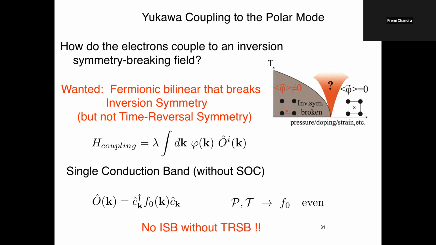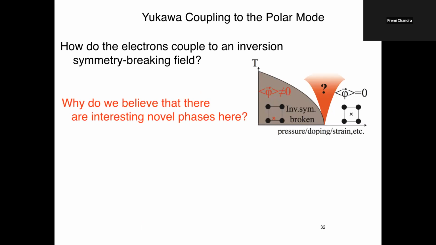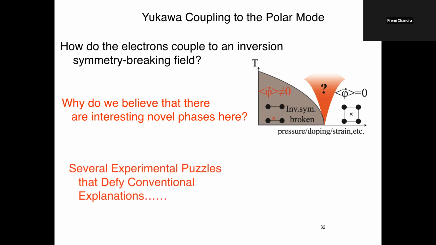Okay, so there are two possibilities. Either you invoke spin orbit scattering or you go multi-band. And you might say, well, why do we believe that there's anything interesting there in the first place? Because it's all very contrived and using some sort of mental acrobatics. But this is where experiment is telling us there's something very interesting. Okay? And that's what's driving it. There are several experimental puzzles that defy conventional explanation.